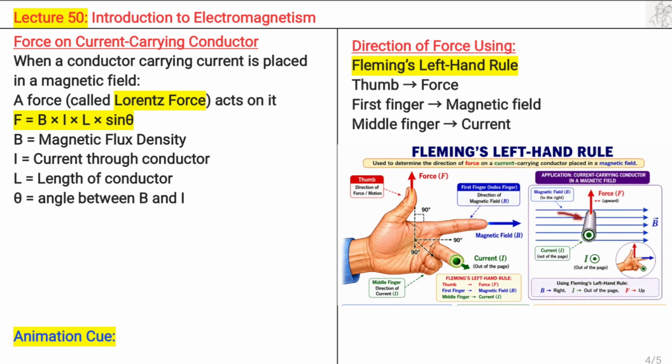So this is a conductor and the current is flowing outwards towards us. The magnetic field lines are in this direction from left to right. Then the force will appear in this direction, that is upward direction.